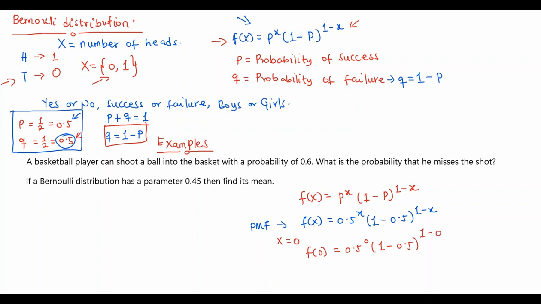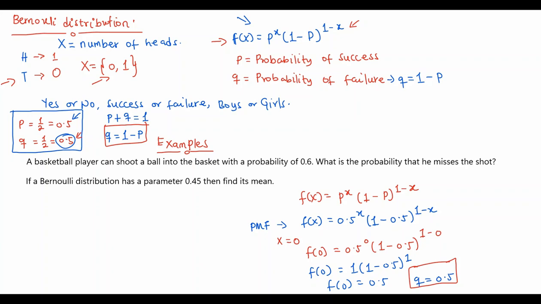1 minus what? 0. Okay, so when we do this, we are going to have f of 0 to be equal to 0.5 to the power 0. That gives us 1, multiplying 1 minus 0.5 to the power 1. This will give us f of 0 to be equal to 0.5, which is the probability of failure. So I'm going to have q to be equal to 0.5. So this is what Bernoulli says we can do.